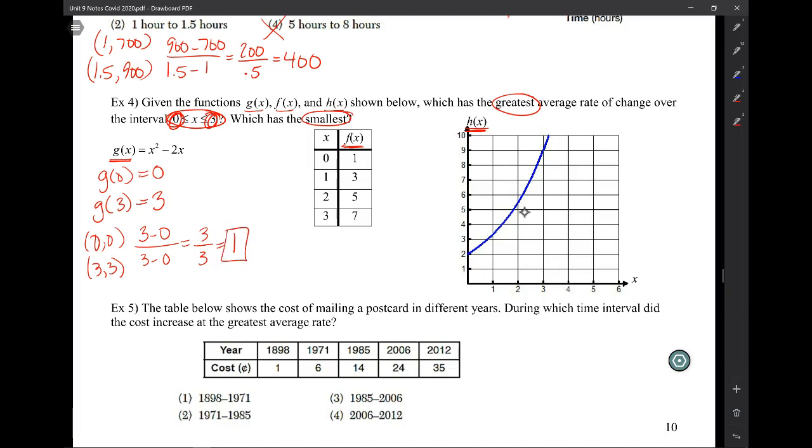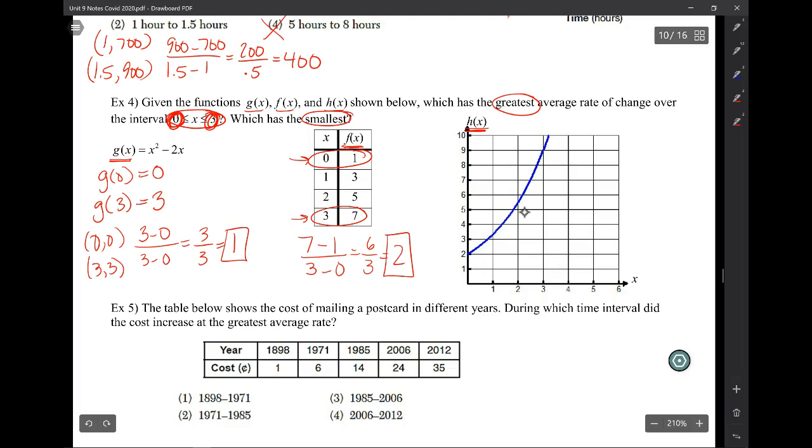The second one in the table is actually even easier. I want to know from 0 to 3 again. So from 0 to 3. So y2 minus y1 over x2 minus x1. All right, that one has a slope of 2. And then over the same interval again from 0, so 0 up 2, to 3. So 3 up 9. So y2 minus y1 over x2 minus x1. So 7/3, which is 2.3 repeating.